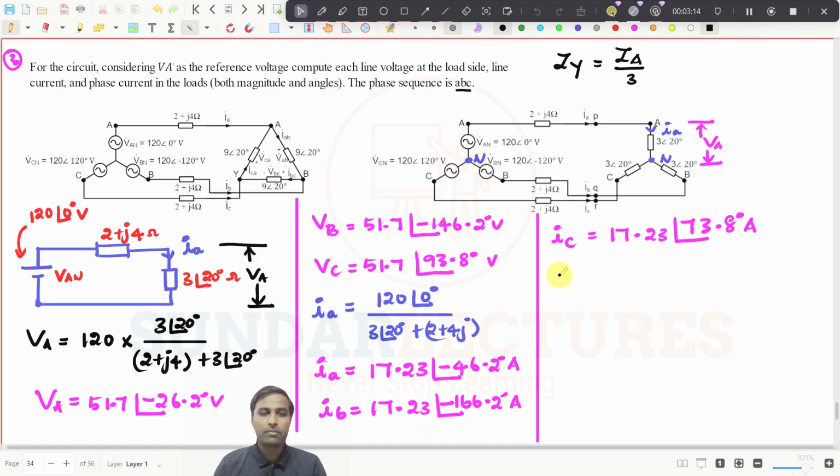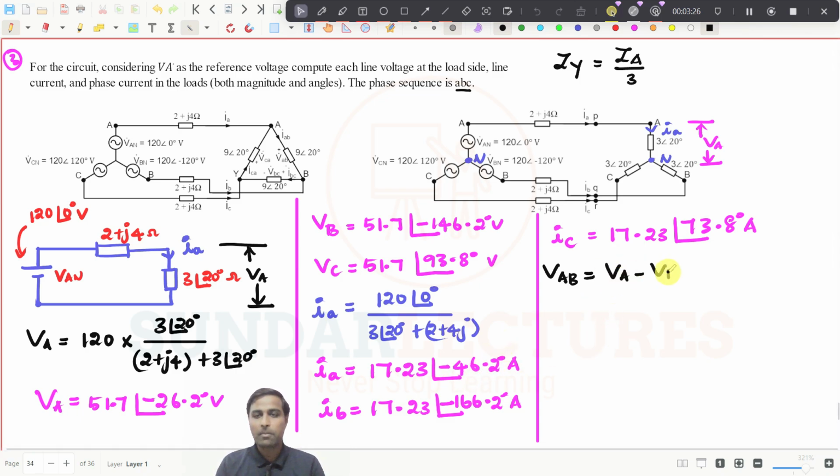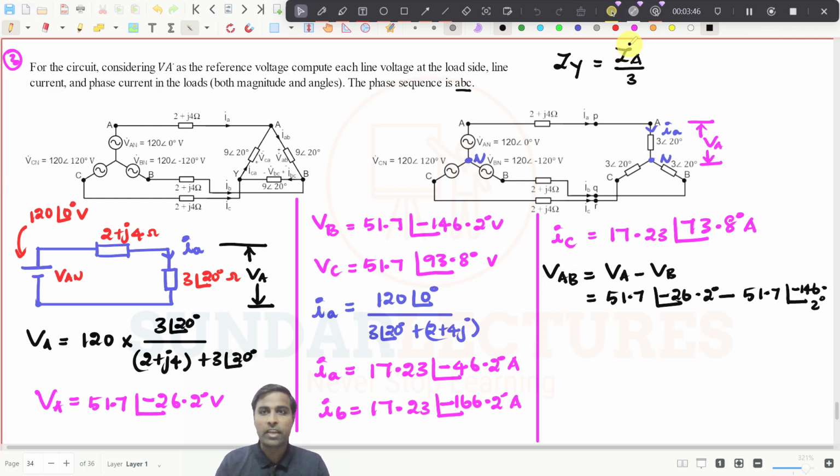And because this is a star connection, how will you find VAB? VAB, that is the line voltage, right? The line voltage formula is VA minus VB. So if I substitute VA, what is the value of VA? It is 51.7 at an angle of minus 26.2 degree, minus, what is VB? It is 51.7 at an angle of minus 146.2 degree, right?